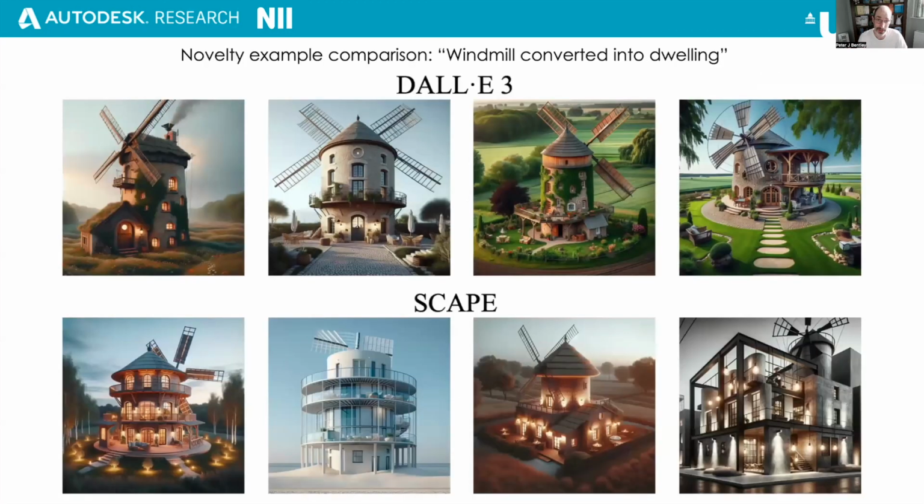And we can see this ourselves. If you look at the kind of output that DALL-E 3 produces when we give it a prompt, windmill converted into dwelling, top row of images, well, they're all windmills. They all kind of look like dwellings, but they're all made of the same thing. They're in the same setting. They look much the same. There's no originality here. There's nothing different. Look at the first generation of SCAPE, and everyone is in a different setting, it's different materials, it's different colors, it's different lighting. So SCAPE has more creativity, more novelty.